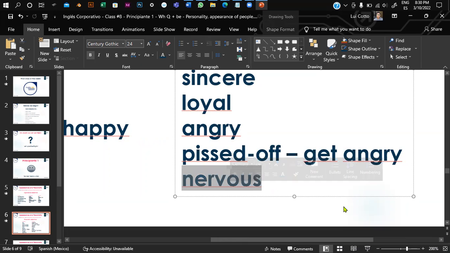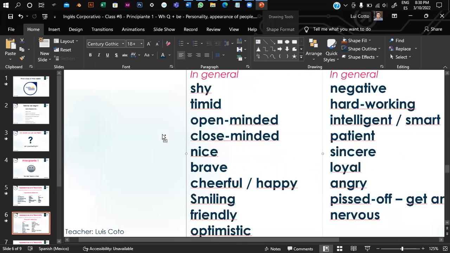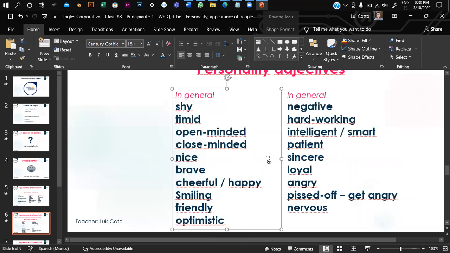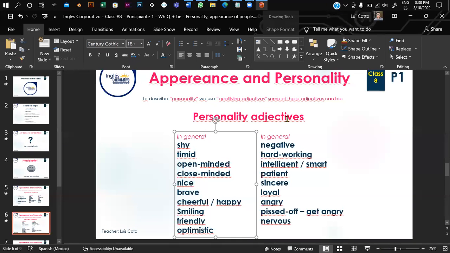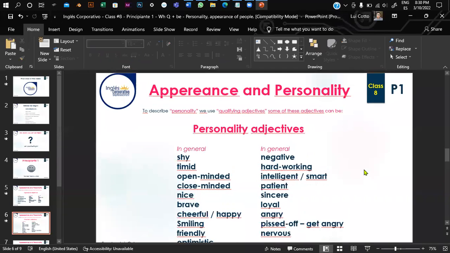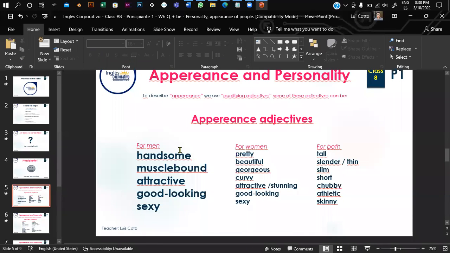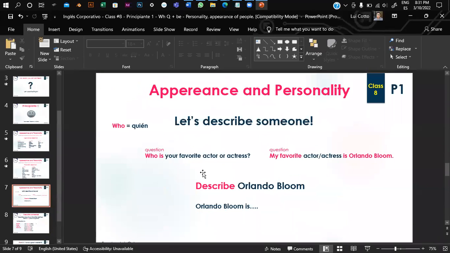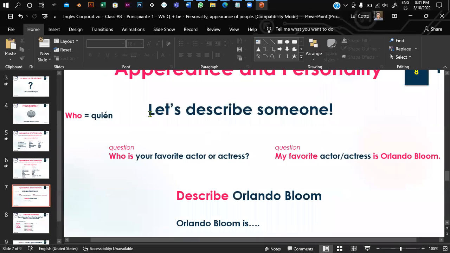Nervous. Repeat. Okay, nervous. That's right. Those are some personality adjectives, and the others, they are appearance. Personality, appearance. Okay, they are different. Okay, let's see. Appearance and personality indication.